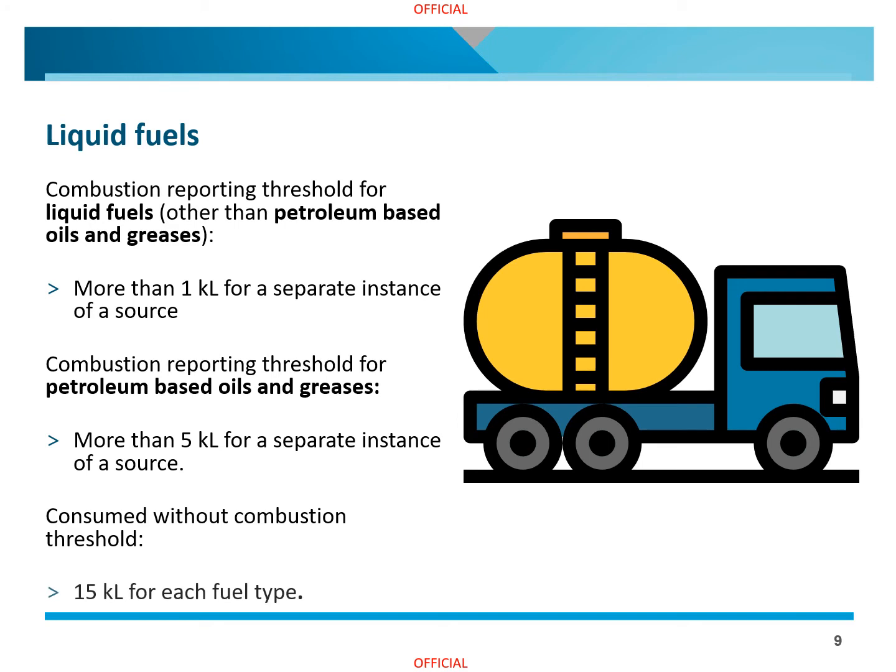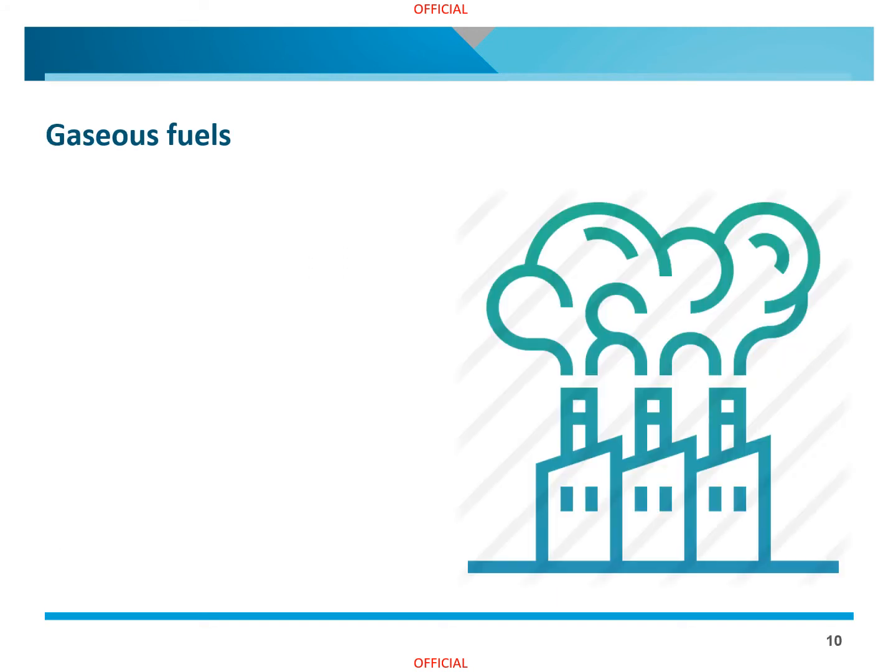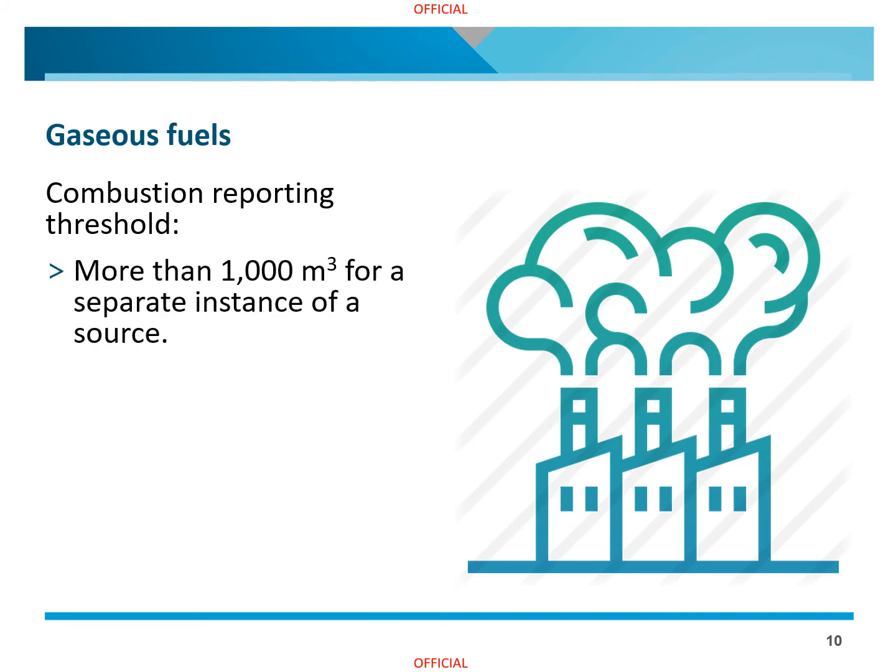You are required to report each individual fuel type where the amount of fuel consumed without combustion is 15 kiloliters or more. There are two thresholds for reporting gaseous fuels. The first threshold applies to combusting gaseous fuels. You are required to report each instance of a source where the amount of fuel combusted is over 1,000 cubic meters. It is optional to include data about an instance of a source where the amount of gaseous fuel combusted is 1,000 cubic meters or less.